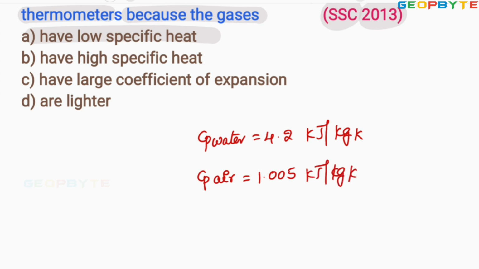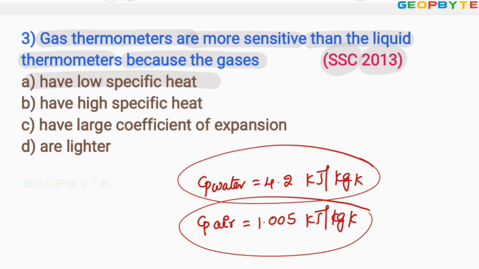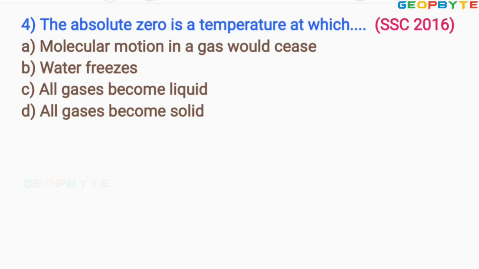Look at the specific heat of the air and specific heat of the water. Specific heat of the air is very less comparatively to the specific heat of the water. That is the practical reason the gas thermometers are more sensitive than the liquid thermometers. Therefore, option A is absolutely correct. I hope you understood my point. Let us take the next problem.